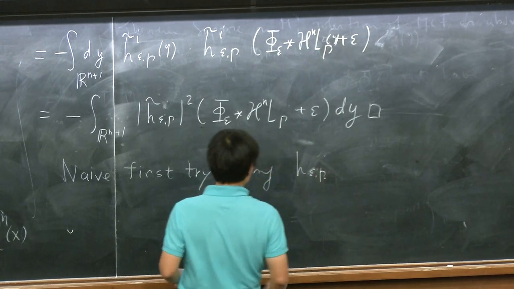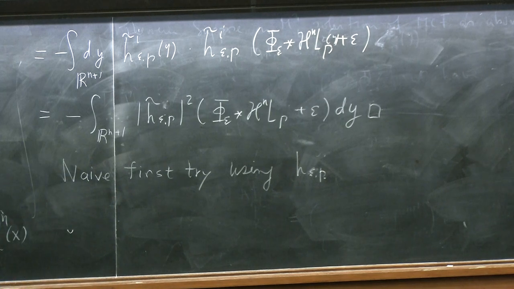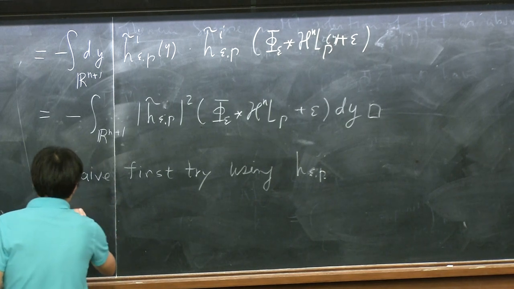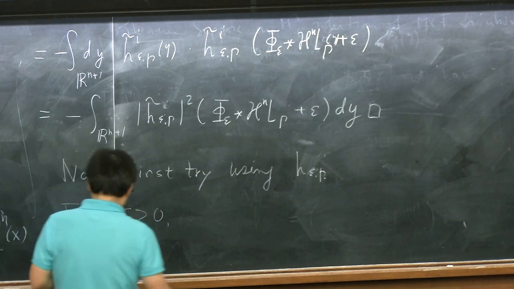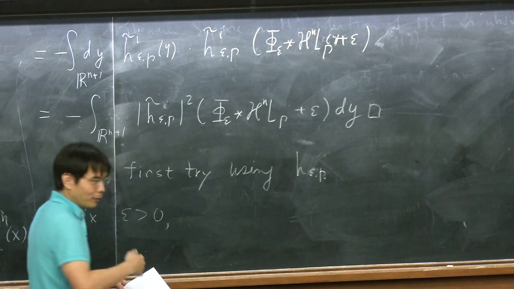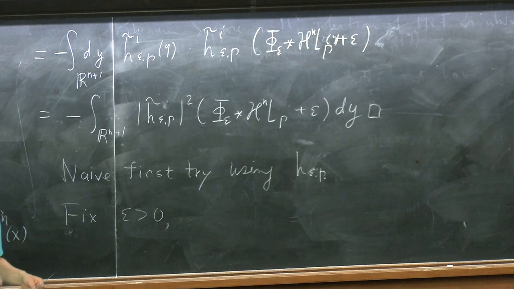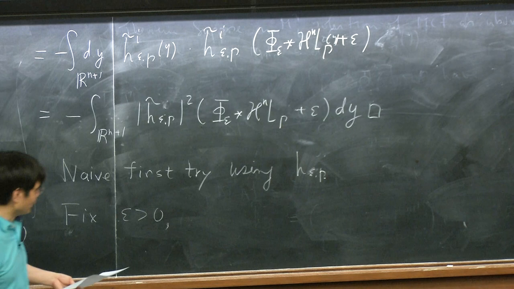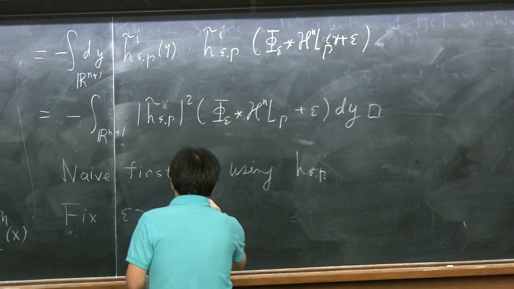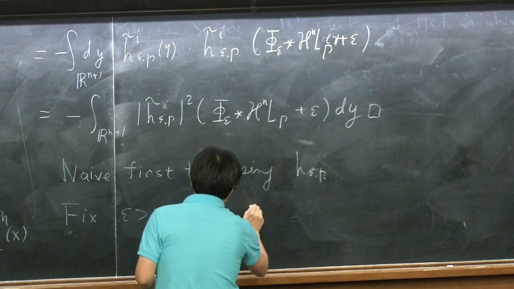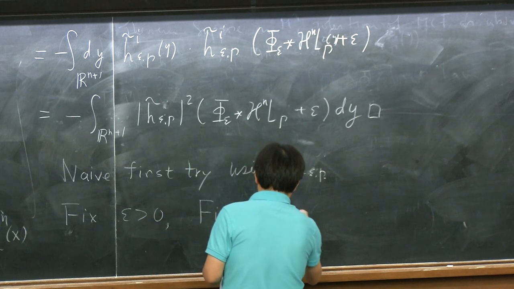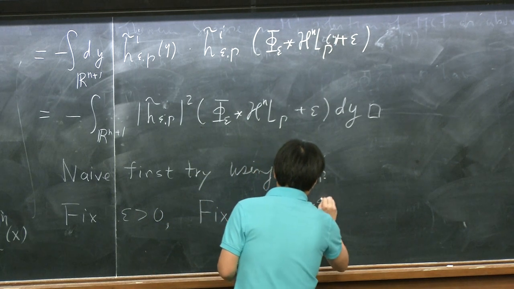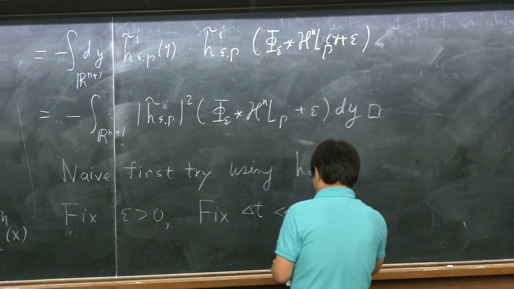Okay, so naively, we can do the following. First, we fix epsilon very small. And then I want to do this step-by-step construction of the approximate mean curvature vector. So let delta t be the time step that I want to take. And for some reason I'll tell you, I want to take this time step to be very small.